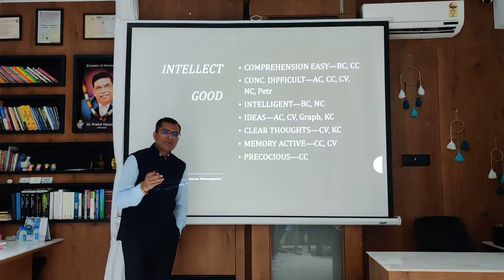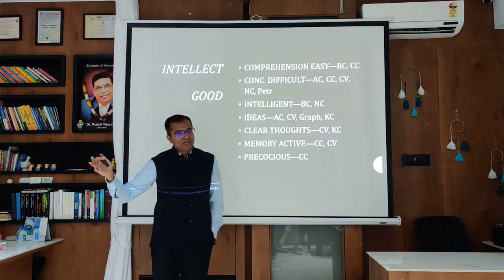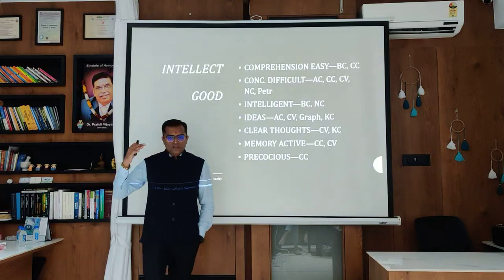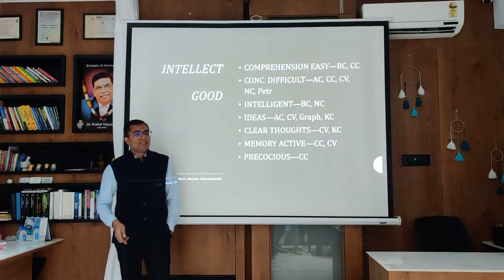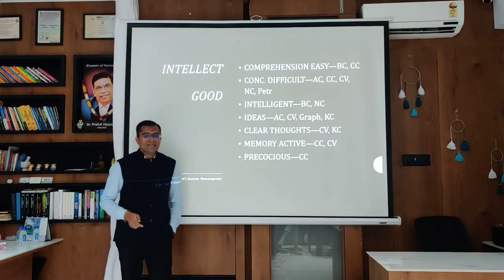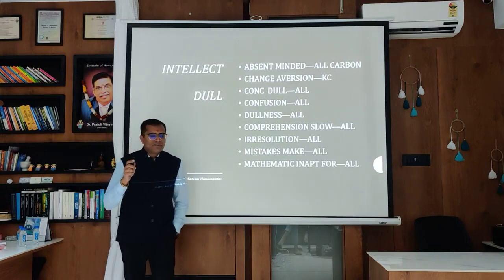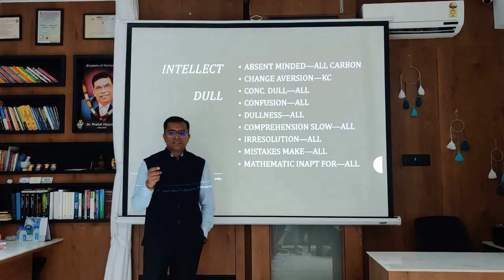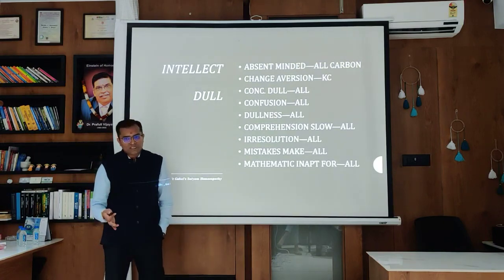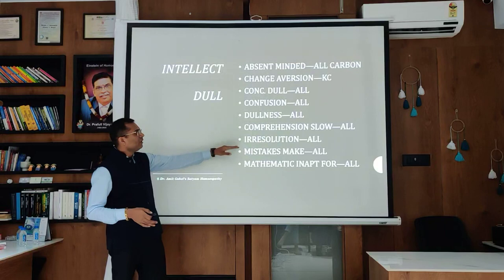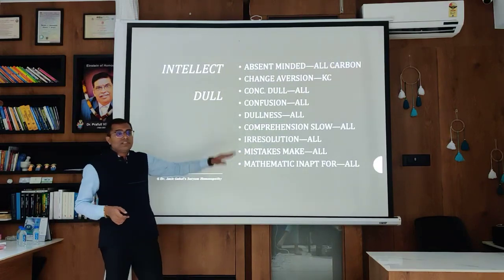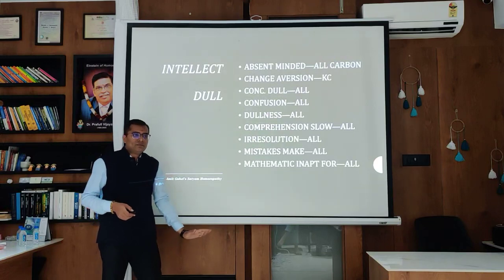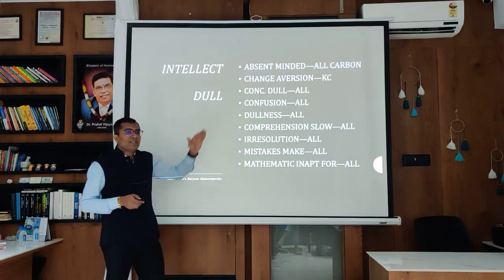Intellect. At a good intellect level, memory is active at a certain point, comprehension easy, concentration easy, ideas are good, clear thoughts, precocity. But when the intellect is clouded, there is absent-mindedness, aversion to change, concentration difficult, concentration dull, finally landing up in confusion, irresolution, cannot take decisions, makes mistakes in calculations, numbers, time sense, everywhere, and mathematics. In all of that, carbon is there. So the intellect of carbon is very weak.